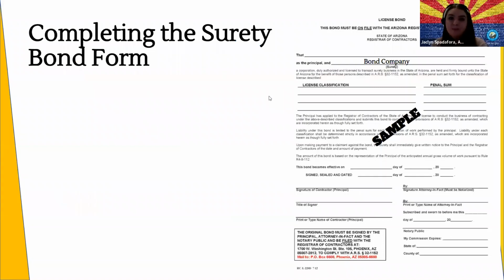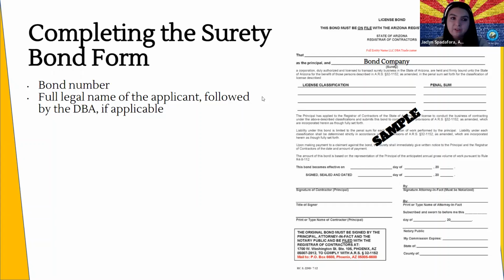So completing the surety bond form, again, since this is our most common bond type, we like to go through this with you just to get an idea of what needs to be completed. So for a surety bond, if you have that physical paper from your insurance company, what we'll be looking for is that bond number, which is up top in the red there. That is issued through your bond company.